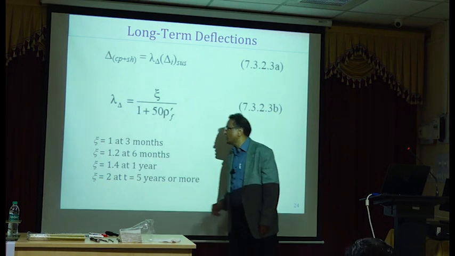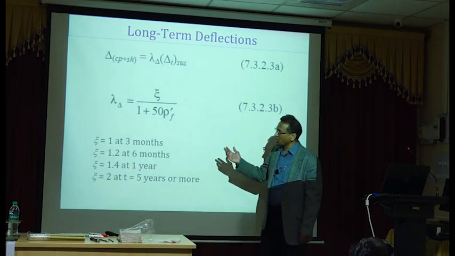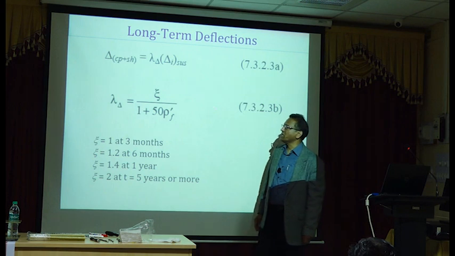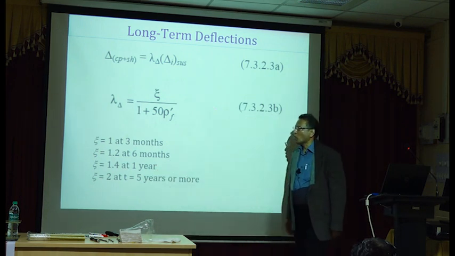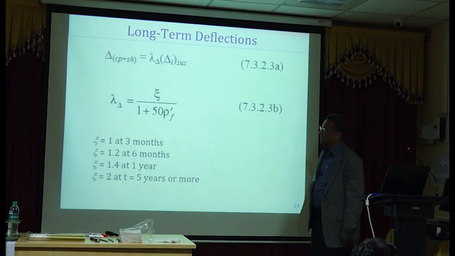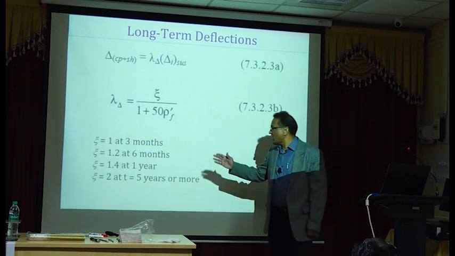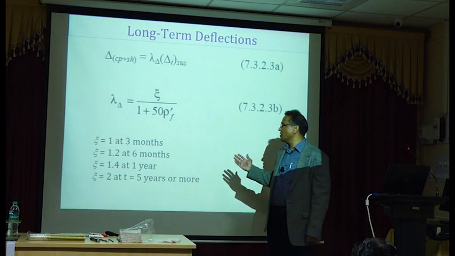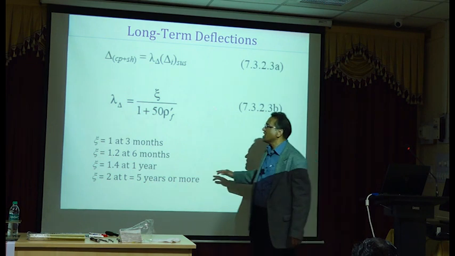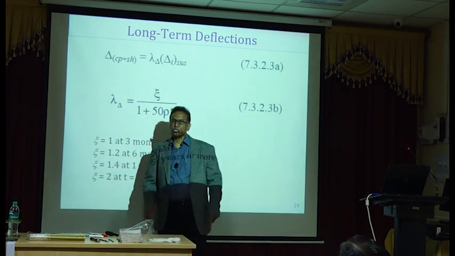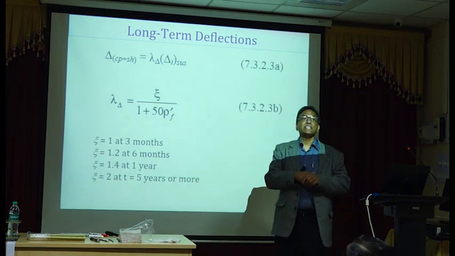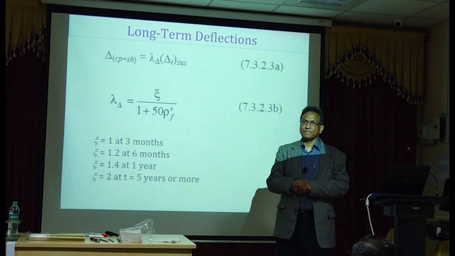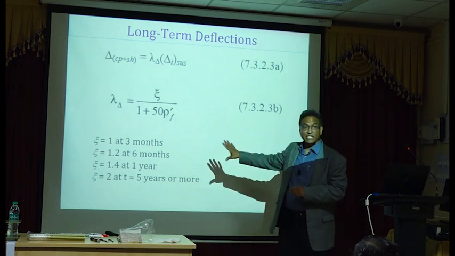Anything between 1.2 and 6 months, up to 6 months, you can use zeta equals 1.2. And for 1 year, use 1.4. If the time is greater than or equal to 5 years, zeta equals 2. That means your sustained load effect is twice as much as the instantaneous load effect. Okay? So that's very simplified.